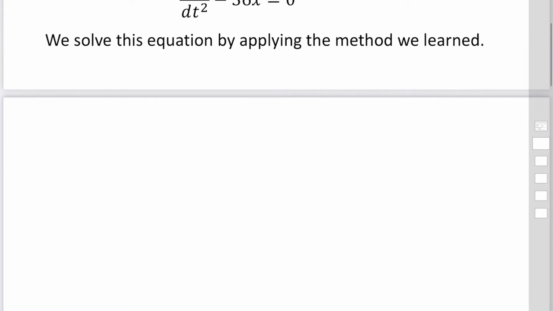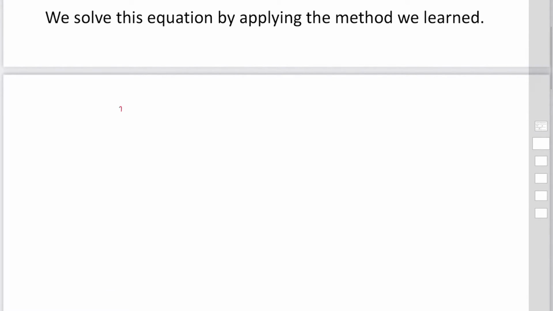So we have two equations. dx/dt minus 3y equals 0; this is equation 1. 12x minus dy/dt equals 0; this is equation 2. You can eliminate one of them. It could be x or it could be y.